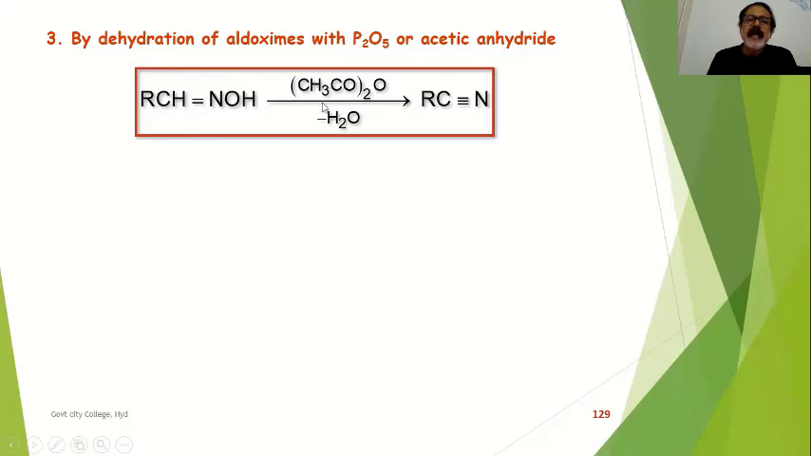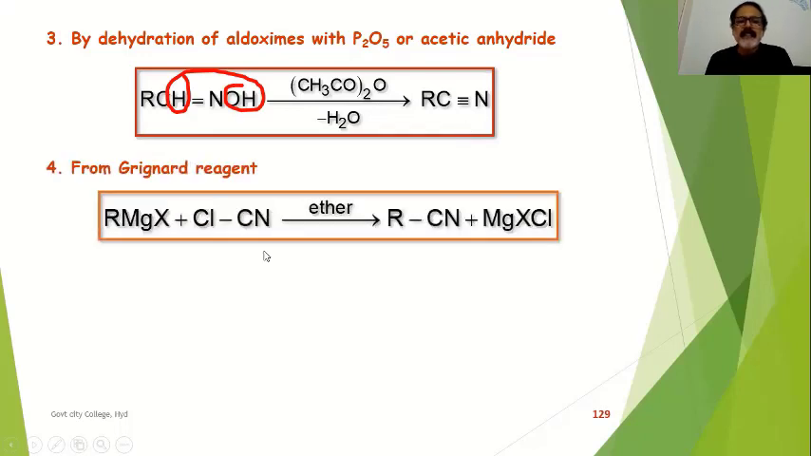This is acetic anhydride, which means it needs a water molecule. So it can take a water molecule from this compound and you will get a cyanide. This is also the easiest method for the preparation of cyanides. And next, most important, this is a 3 marks question.